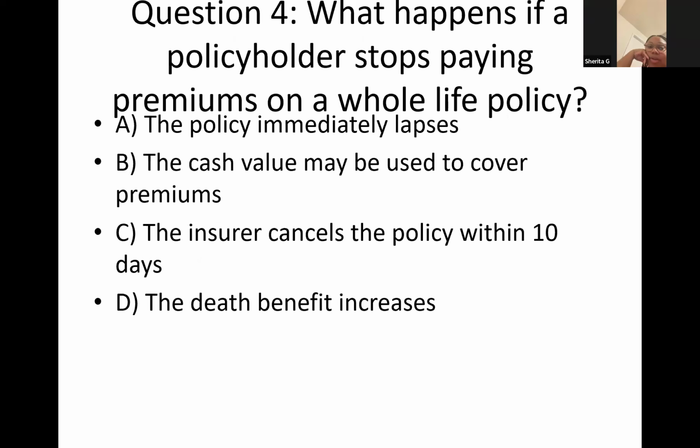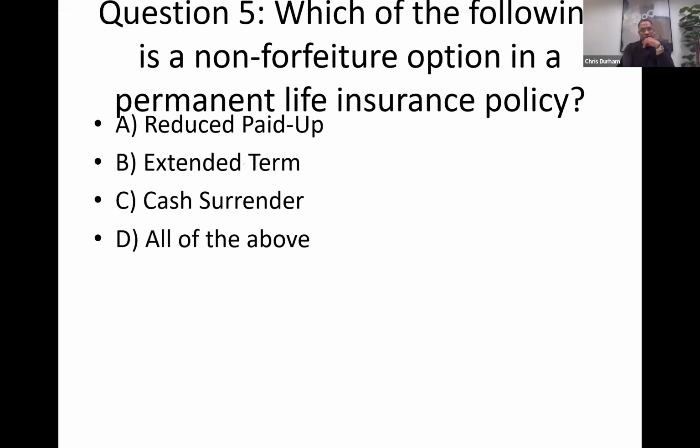What happens if a policyholder stops paying premiums on a whole life policy? B, the cash value may be used to cover premiums. Correct.